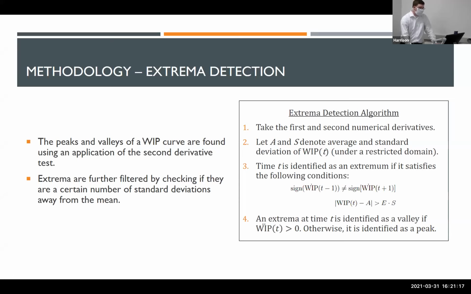However, these statistics will be taken over a restricted domain to throw out data when the simulation is ramping up or ramping down. And finally, we'll identify an extrema if it satisfies these conditions. So the first derivative changing signs indicates an extrema by derivative tests, and the second condition filters for small extrema. After an extrema is identified, we use the second derivative to sort it into peak or valley.